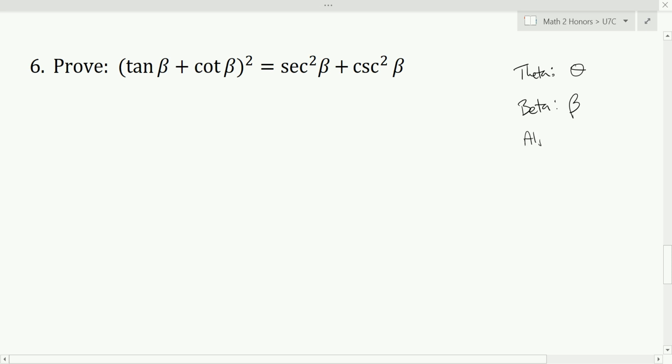You might see alpha eventually. You guys know pi. I put that on the right. So you guys are learning some Greek here.